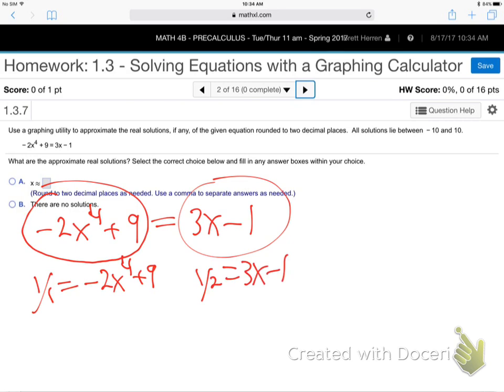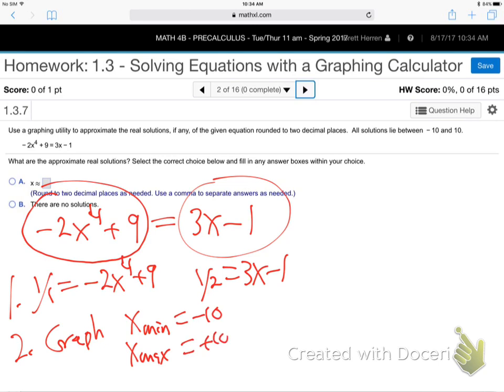Here, let me pause this again and go back. Here, I'll send you a YouTube for that as well. So where are we at? So you just put them both in. So number 1, type them in. Number 2, graph them, probably x min, x max, negative 10, positive 10, y min, y max, negative 10, positive 10.